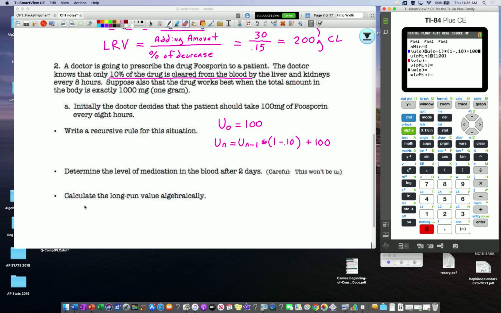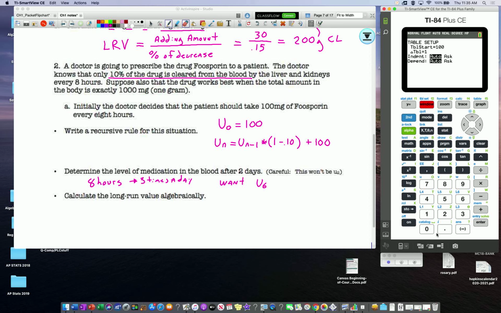So now the next question says, determine the level of medication in the blood after 2 days. It says, careful, this won't be 2. So think about 8 hours. 8 hours is kind of the same thing as saying 3 times a day, because 8 plus 8 is 16, plus 8 is 24, 24 hours in a day. So for 2 days, in this problem, I don't want U sub 2, I want U sub 6.